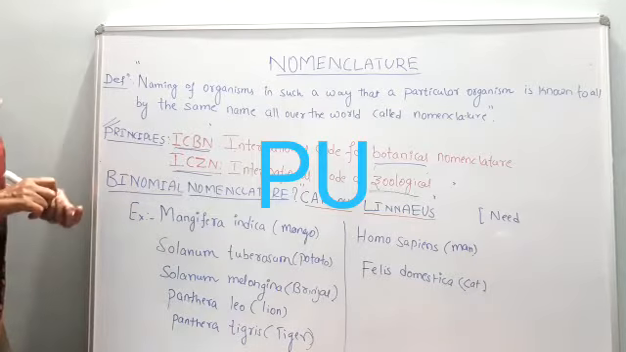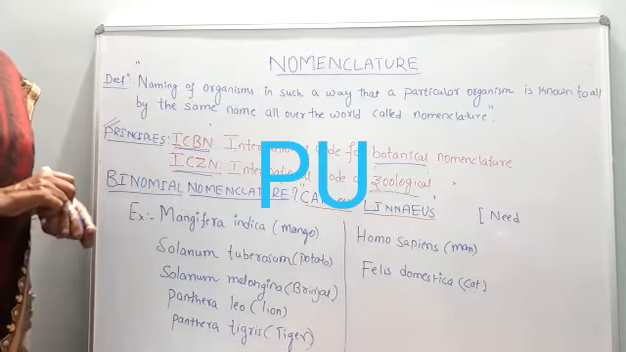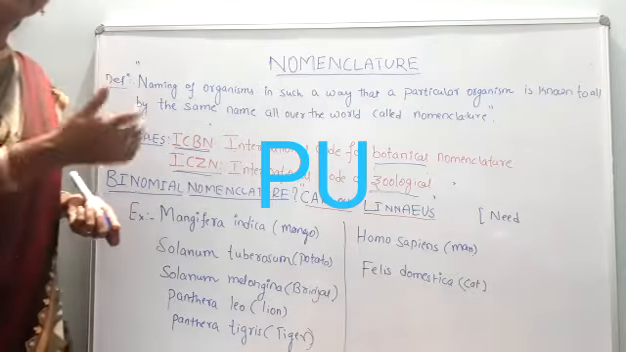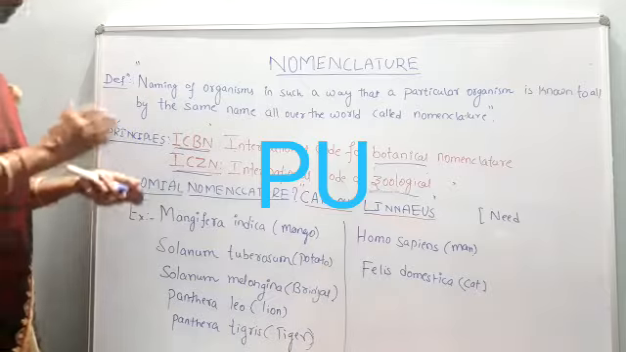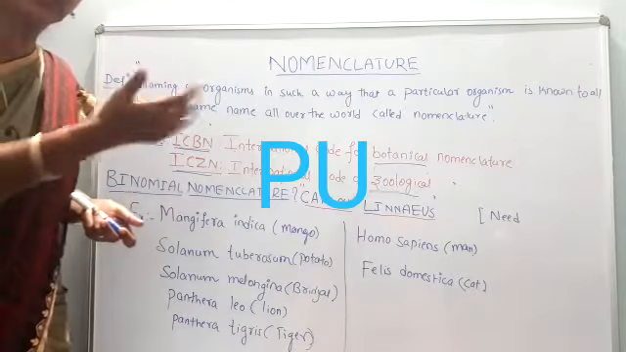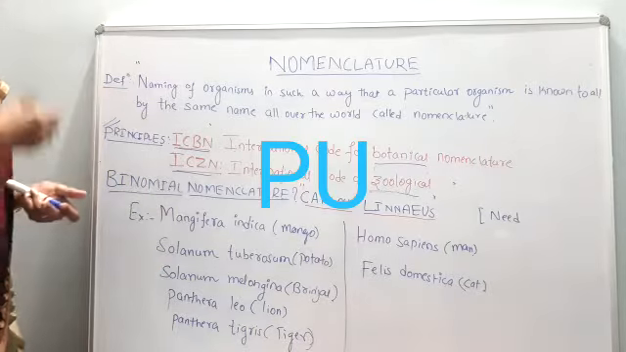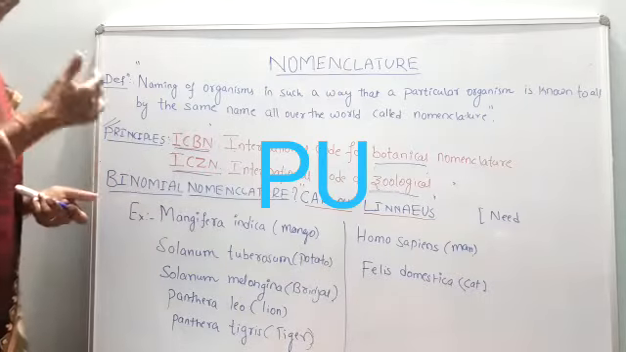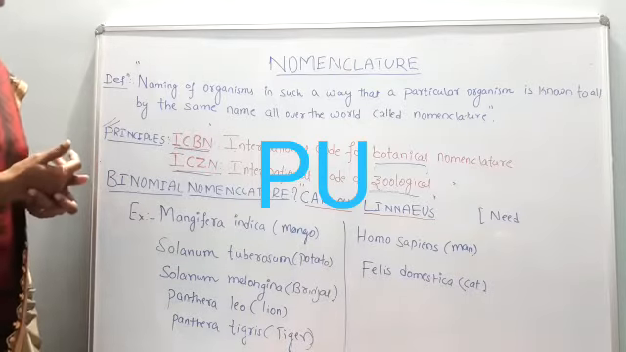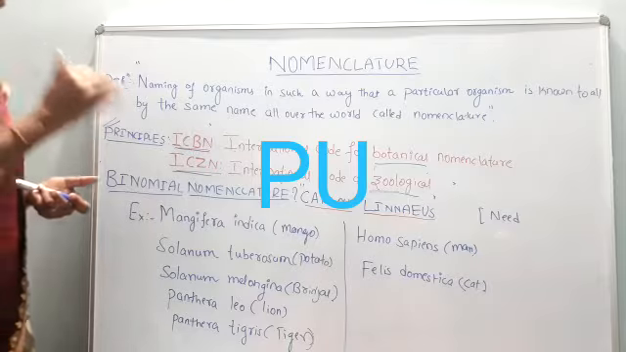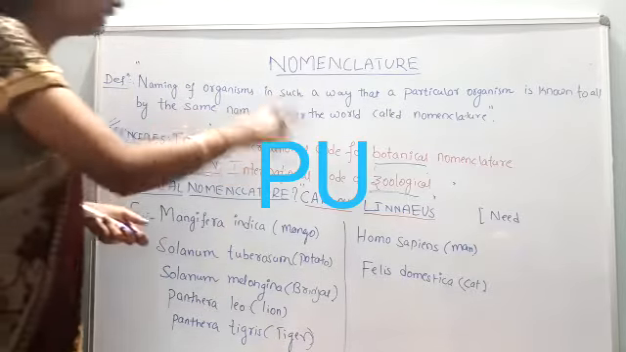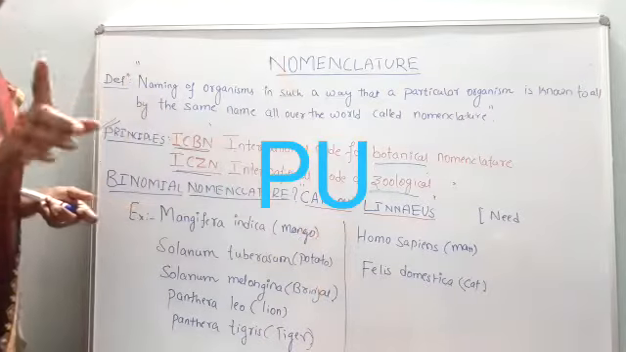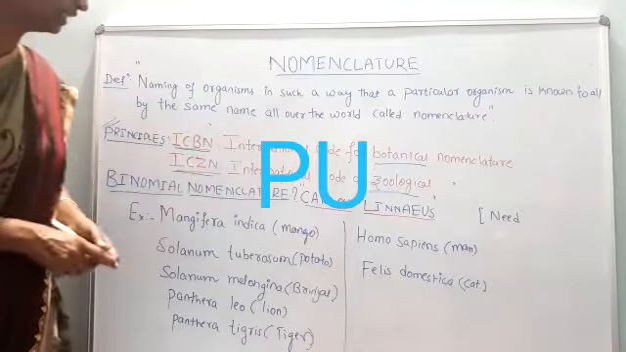Now, is nomenclature necessary? Of course it is necessary. If we don't follow nomenclature, what will happen? It creates a lot of confusion. To avoid that confusion, and to make it convenient for us to name organisms, there is a need for nomenclature. That is the major criterion for naming the organism.